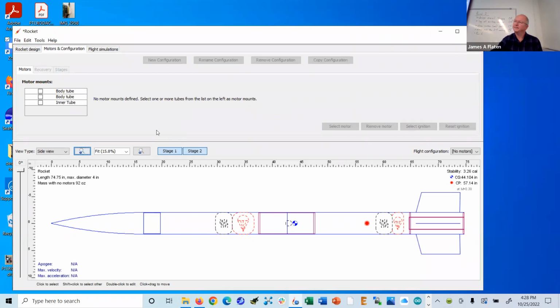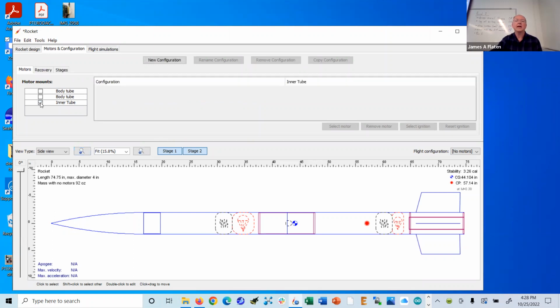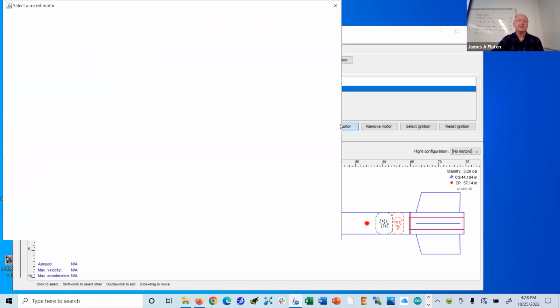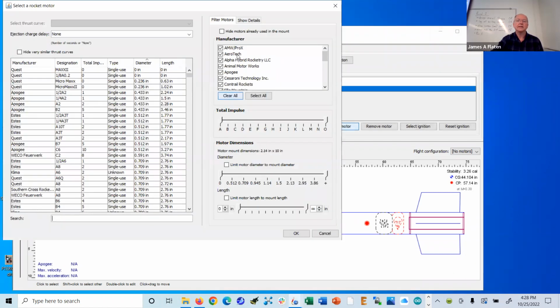First of all, the first thing I have to tell it is which of the tubes, there are 3 tubes there, which of those is the motor tube? And the answer is the inner tube is the motor mount. So I have to click inner tube, and only after I do that does it allow me to choose a motor. Okay, so I say new configuration, and then I say select motor.